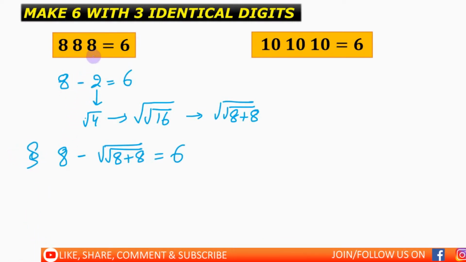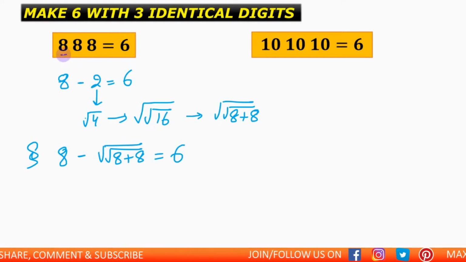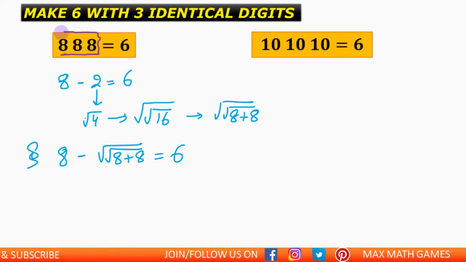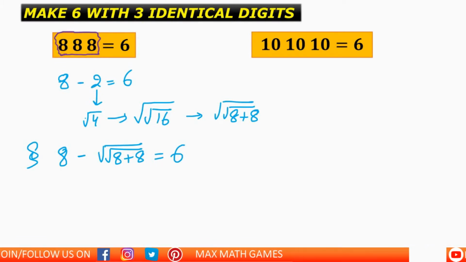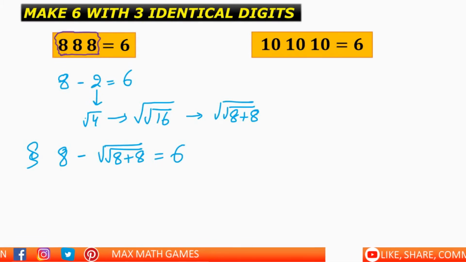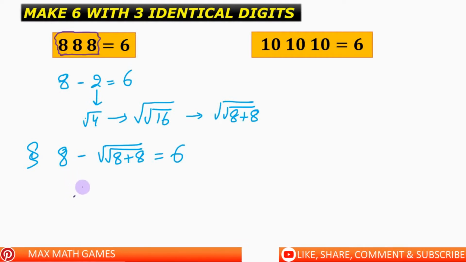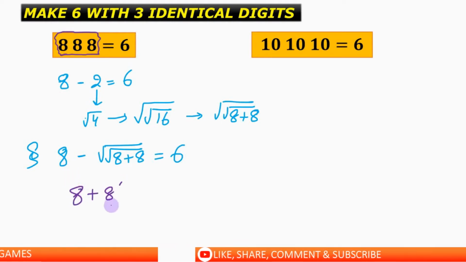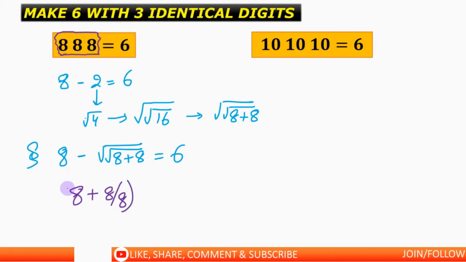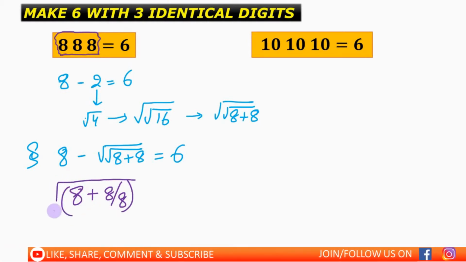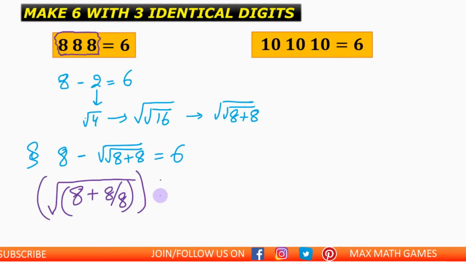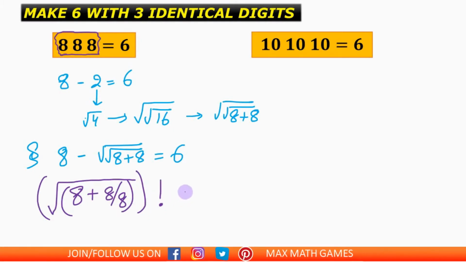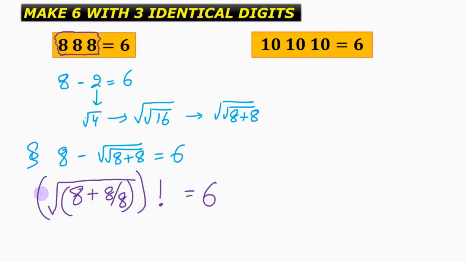Now for solution number 2, if I can make a 9 using these quantities, then I can put an under root on it and we can get a 3, and then 3 factorial is equal to 6. So 8 plus 8 divided by 8 is equal to 9. Just put an under root on top of it. We get under root 9, that is equal to 3, and then put a factorial, that is 3 factorial is equal to 6, and this is the second solution to the above question.